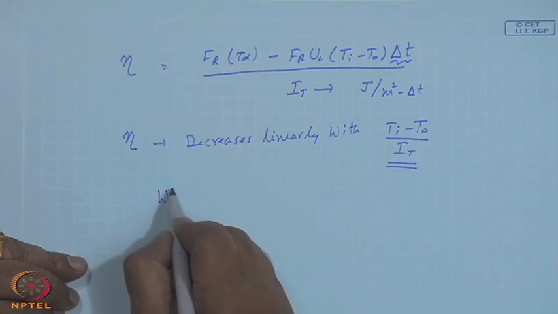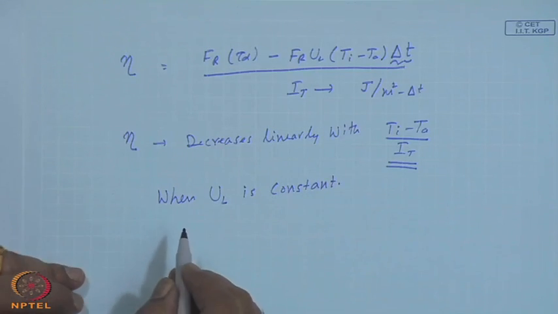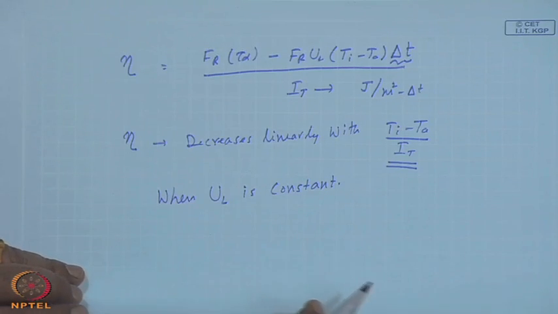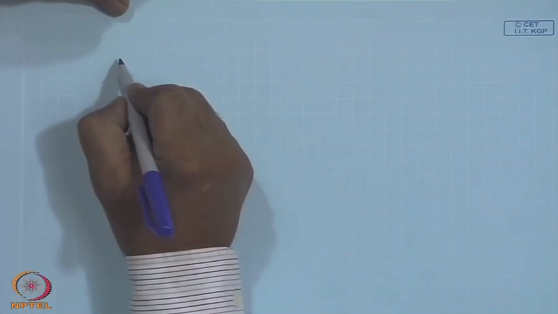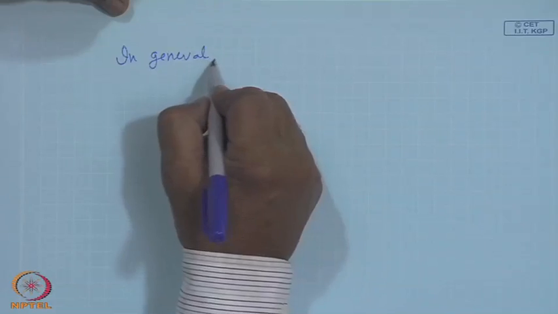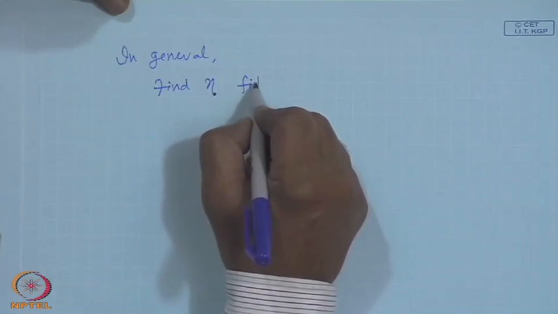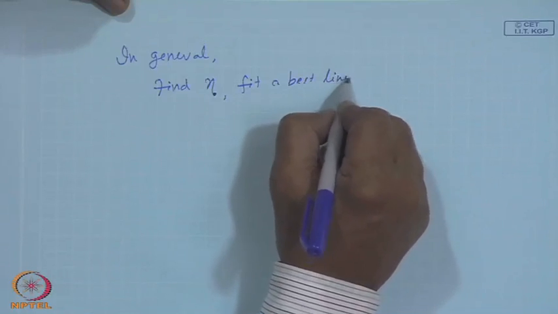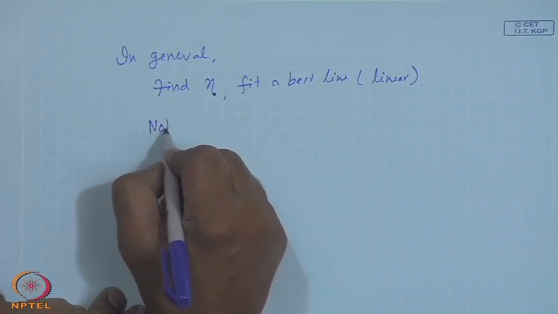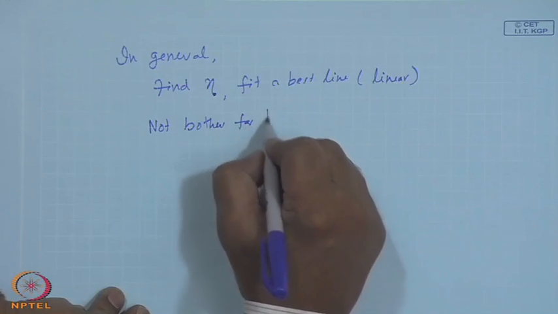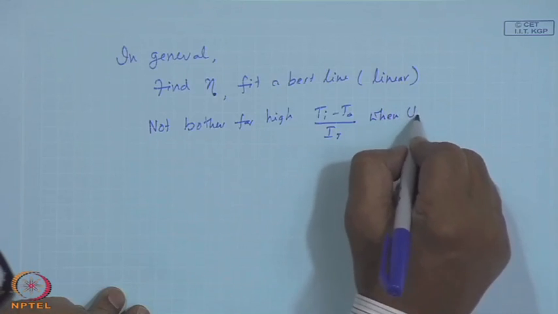Of course, this is true when U_L is constant, right. So, eta decreases with the parameter (T_I minus T_A) upon I_T linearly if the overall loss coefficient is small. In general, by experiments we find the efficiency, fit a best line, a linear variation, and not bother much for high (T_I minus T_A) by I_T when U_L is not a constant.